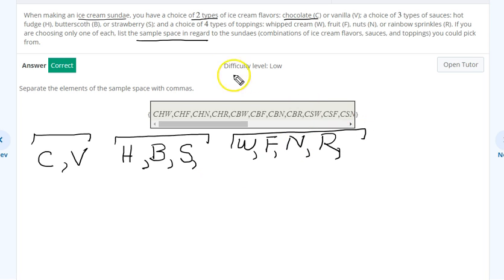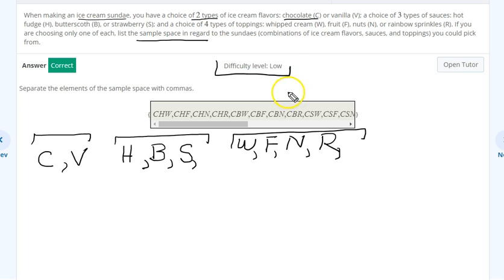And how many are you going to get all together? Well, you have 2 times 3 is 6. 6 times 4, you're going to end up with 24 combinations. Again, where the difficulty level is low, it's just tedious.